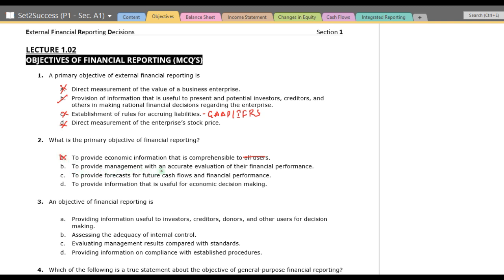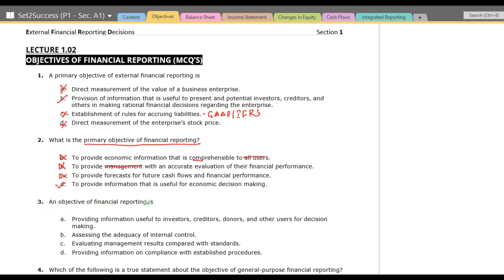To provide management with an accurate evaluation of their financial performance: it is not to the management, it is to external investors and creditors. To provide forecast for future cash flows and financial performance: this is one of the objectives of financial reporting. But here the MCQ is asking about the primary objective of financial reporting. So the primary objective of financial reporting is to provide information that is useful for economic decision making.